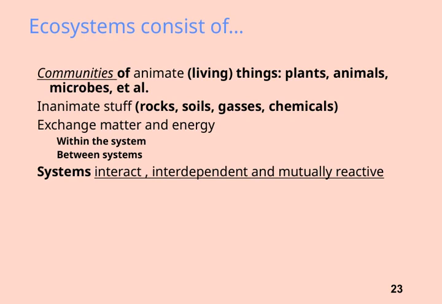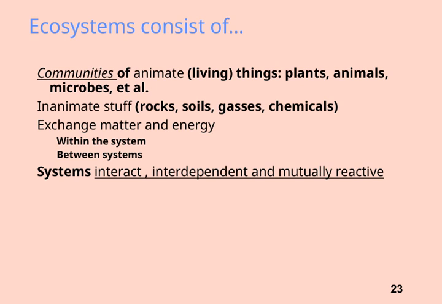Ecosystems consist of a wide variety of components that work together in complex ways. On one side, we have communities of animate or living things, plants, animals, microbes, etc., that all interact within their environment. These organisms play vital roles in maintaining the balance of the ecosystem. Then there's the inanimate stuff, things like rocks, soils, gases, and chemicals, that also form a crucial part of the system. These non-living components provide the foundation and resources that support life.